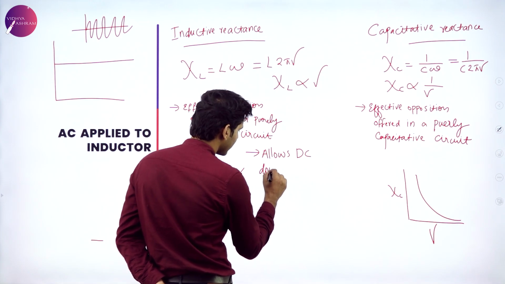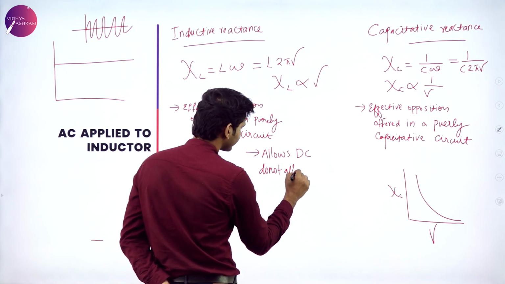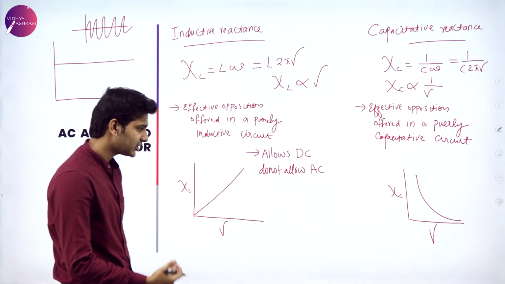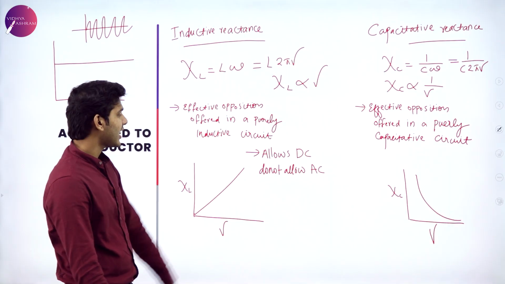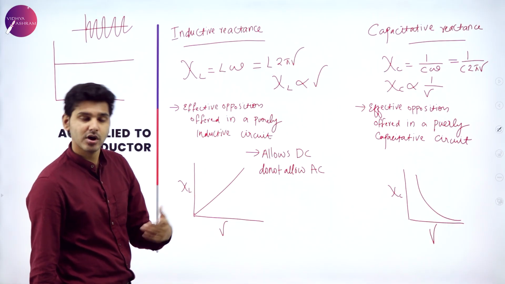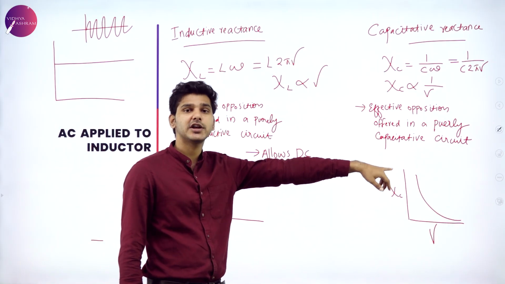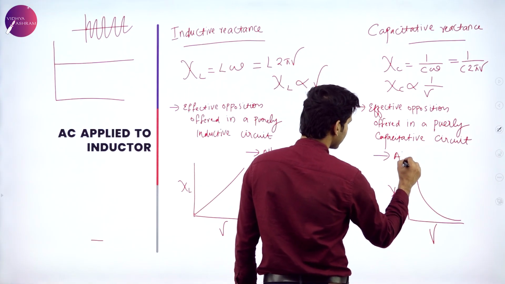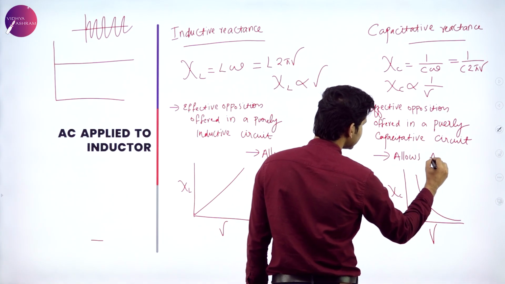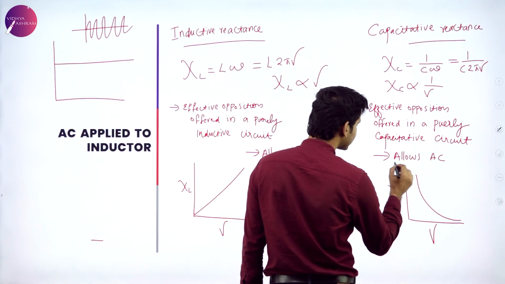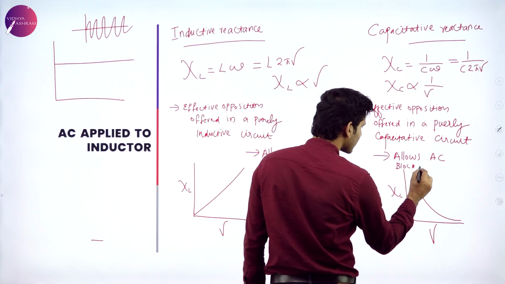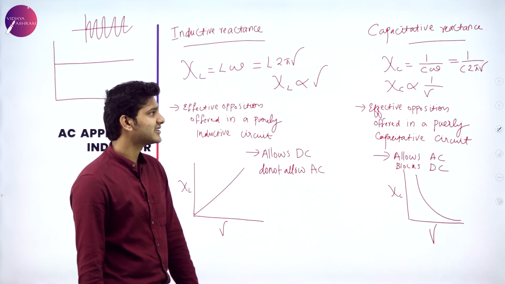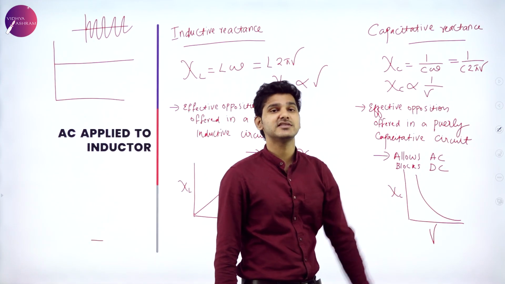It does not allow AC to pass through, and it only allows DC current to pass through. Again, the exact opposite happens here, which means the capacitive circuit allows AC and blocks DC. Again, it is very simple because 1 by 0 will be infinity.